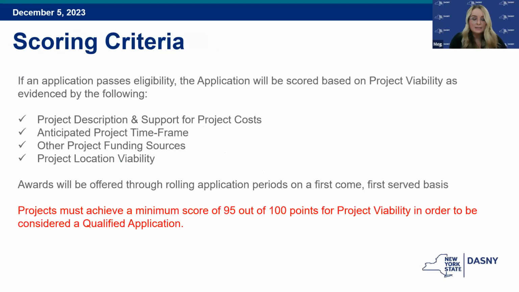If an application passes eligibility, the application will be scored based on project viability as evidenced by the following: project description and support for project costs, anticipated project timeframe, other projected funding sources, and project location viability. Supporting documentation that should be submitted for the criteria listed above include the following: recent estimates, invoices, and quotes to support project costs from vendors authorized to do business in New York State and under the applicant's legal name. All cost estimates should be dated no earlier than April 1st, 2023.